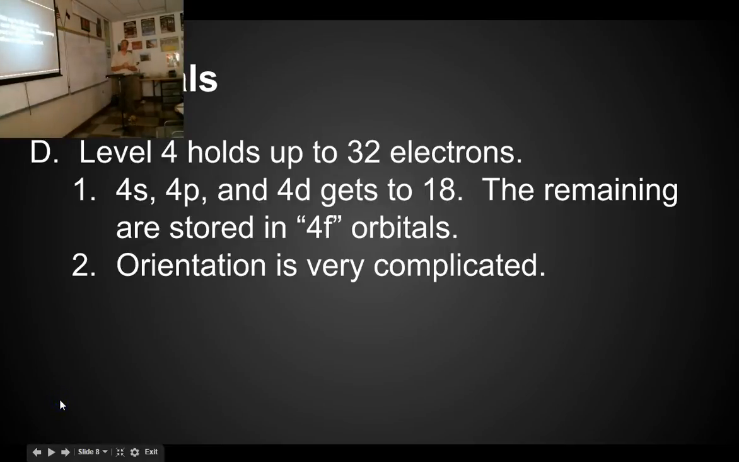Level 4 holds 32 electrons. 4s, 4p, and 4d gets us to the 18. The remaining are stored in what are called 4f orbitals. I am not going to make you know their orientations. The orientations are weird. So just know that there are 14 more electrons in what are called 4f orbitals. Okay, and the orientation is just bizarre.